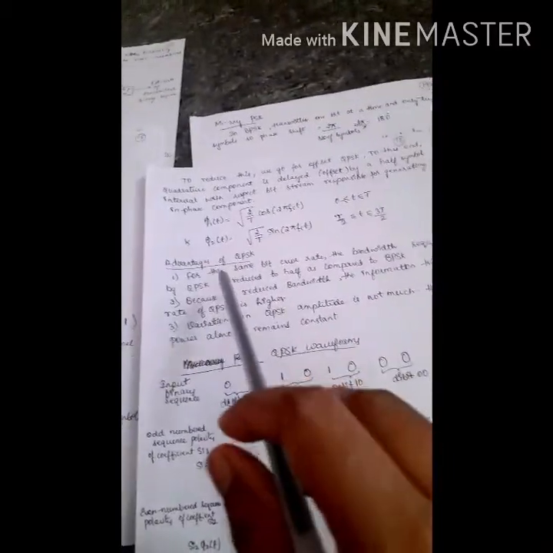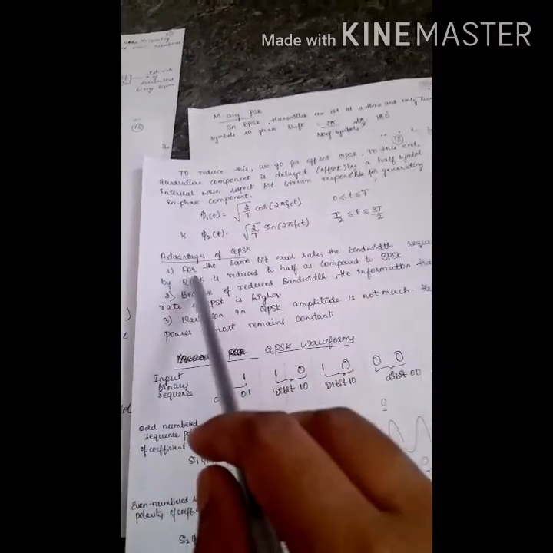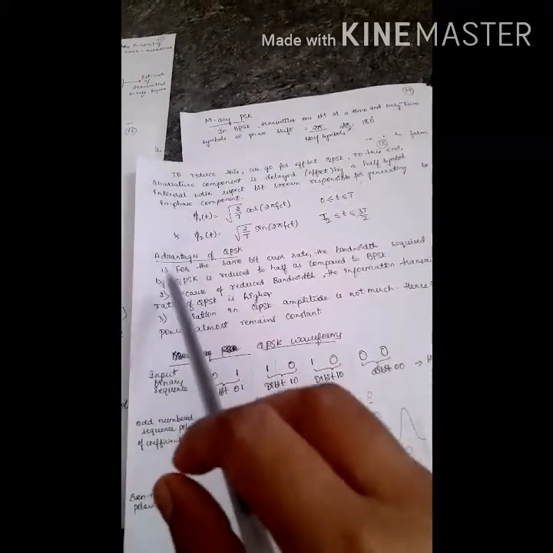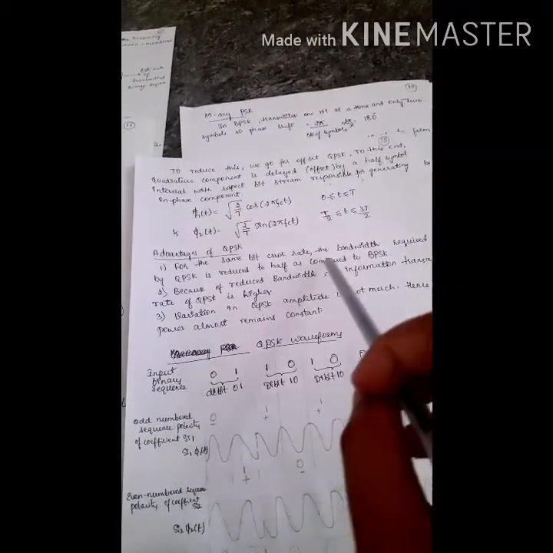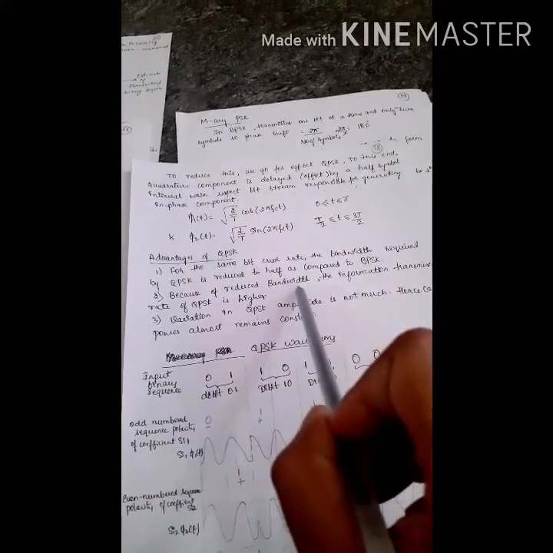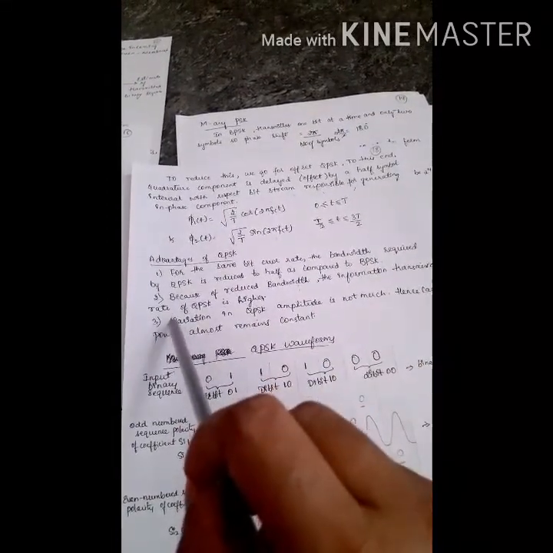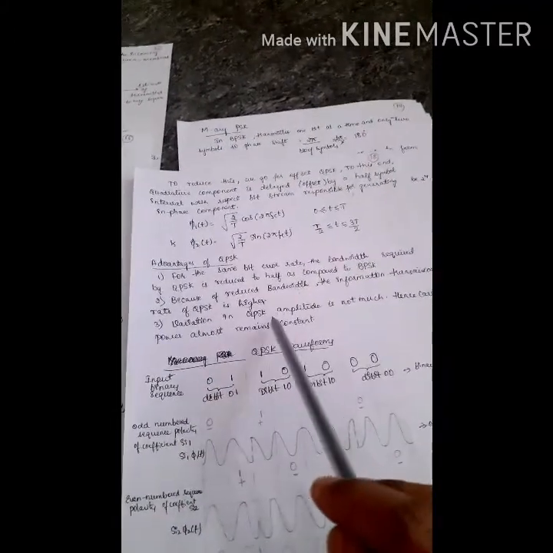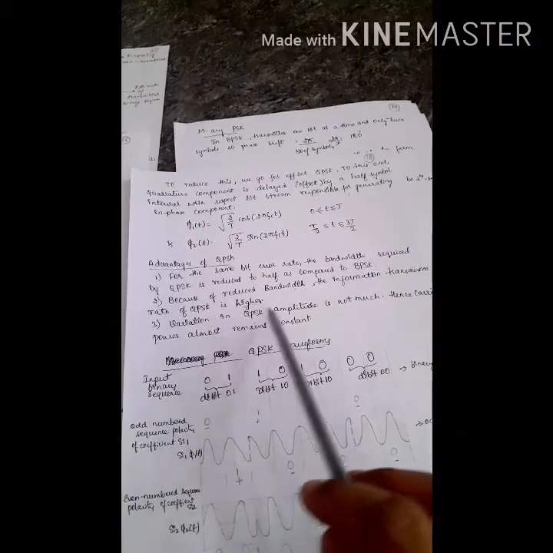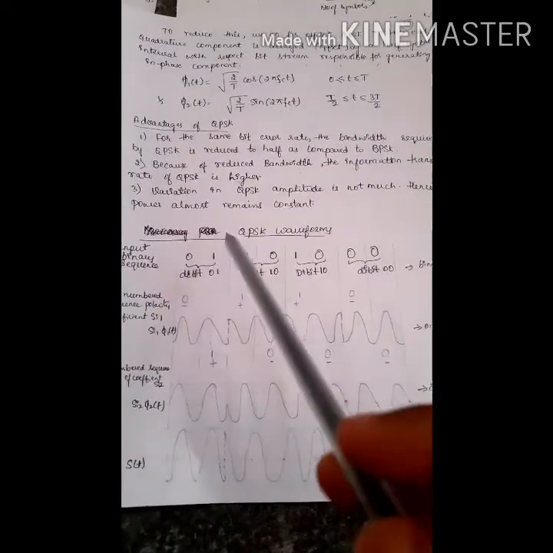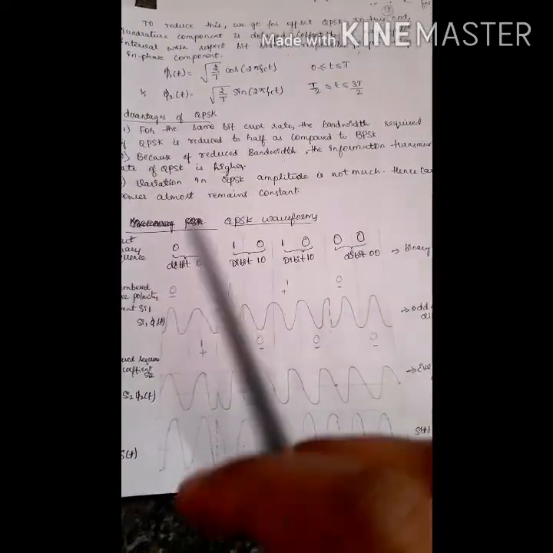The advantages of QPSK: for the same bit error rate, the bandwidth required by QPSK is reduced to half compared to that of BPSK, and because of the reduced bandwidth, the information transmission rate of QPSK is higher. The variation in the QPSK amplitude is not much, hence the carrier power almost remains the same. Next are the QPSK waveforms.